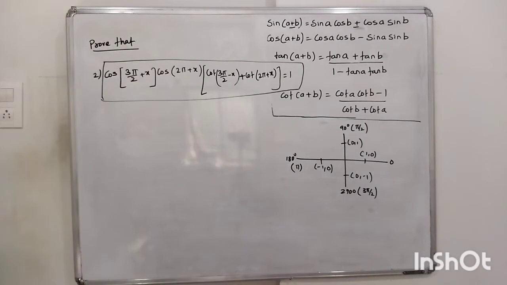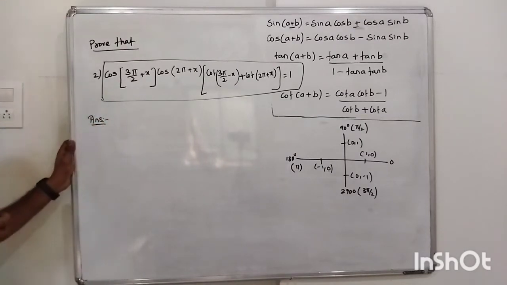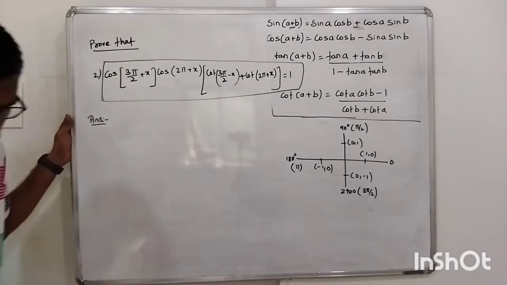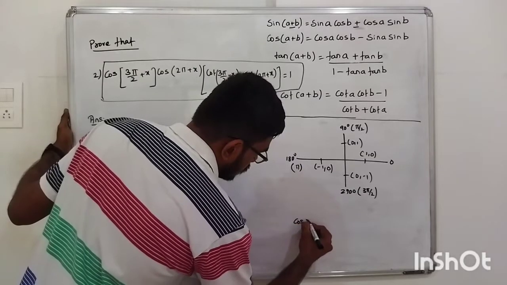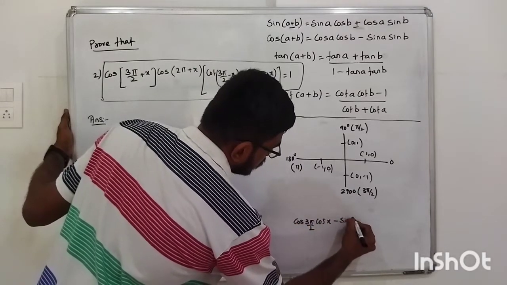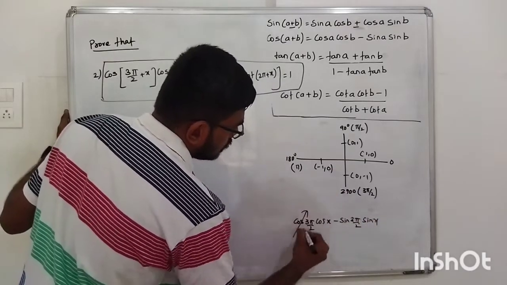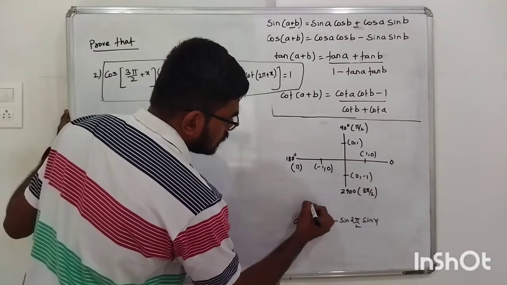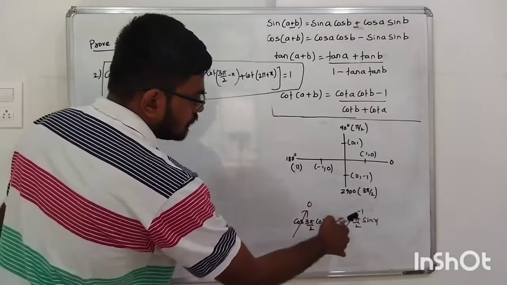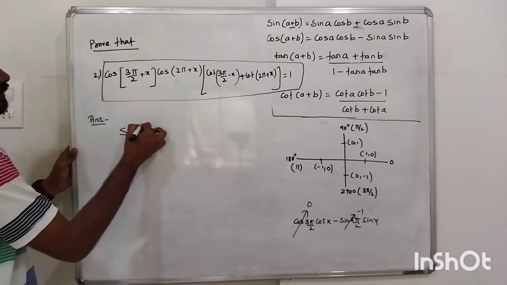So how will you prove this? Again, cos 3 pi by 2 plus x. Okay, you have to find using this. So cos 3 pi by 2 cos x minus sin 3 pi by 2 sin x. What is cos 3 pi by 2? Cos 3 pi by 2 is 0 into cos x, and sin 3 pi by 2 is minus 1 into sin x, and minus into minus is plus. So answer is plus sin x into LHS.